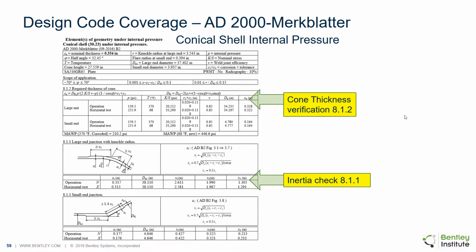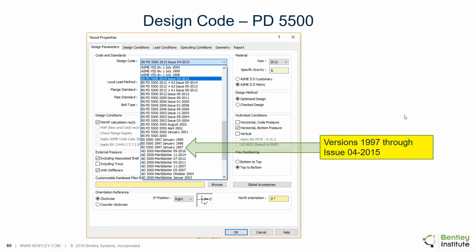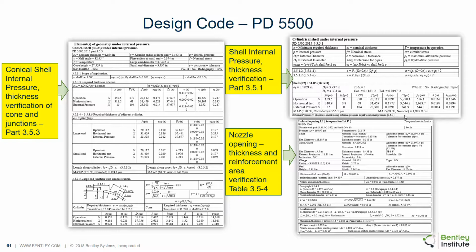Let's review the British code PD 5500, which is available from versions 1997 through issue 04-2015. To the left is shown the conical shell under internal pressure. The thickness verification of cone and the junctions are performed as per 3.5.3. To the top right, cylindrical shell under internal pressure thickness verification per 3.5.1, and bottom right illustrates the nozzle opening thickness and reinforcement area verifications per table 3.5-4.